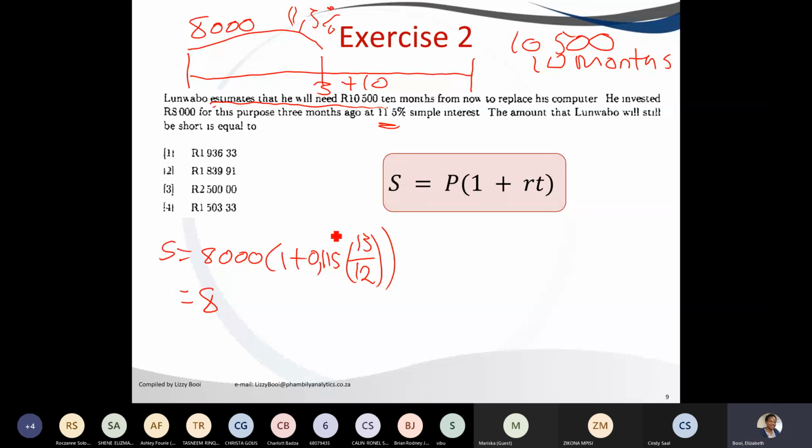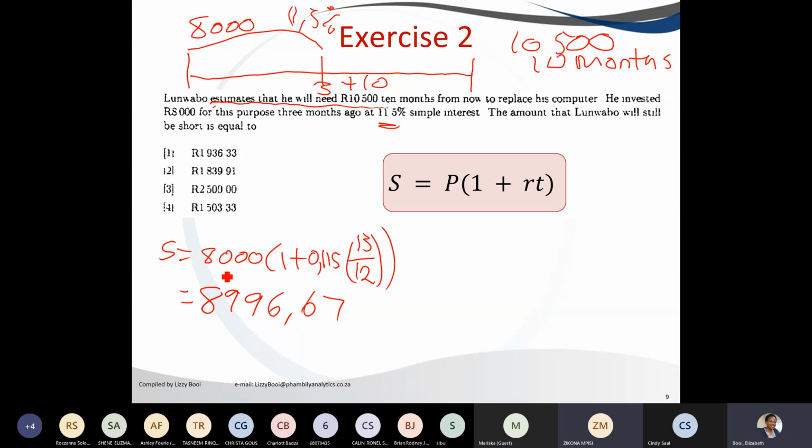So you will say 13 over 12 times 0.115 plus 1, multiply by 8,000. And what do you get? What will be the answer? 13 divided by 12 times the interest plus 1. I get 8,996.67.